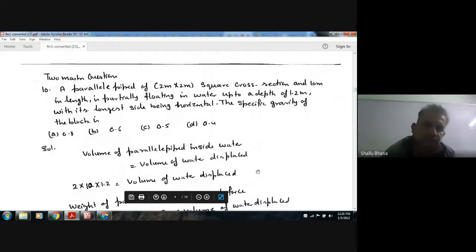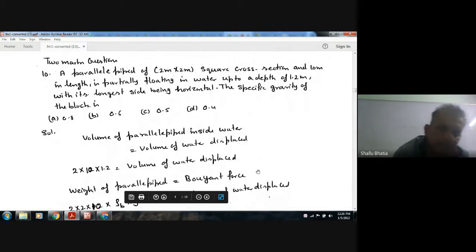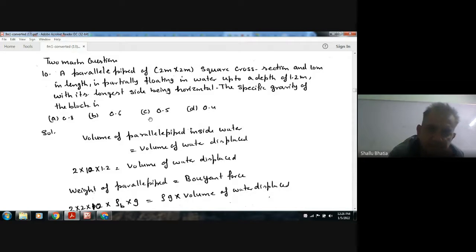Next, 2 marks question. A parallelepiped block of 2 meter by 2 meter square cross section and 10 meter in length is partially floating in water up to a depth of 1.2 meter, with its longest side being horizontal. Specific gravity of the block is: A 0.8, B 0.6, C 0.5, D 0.4.